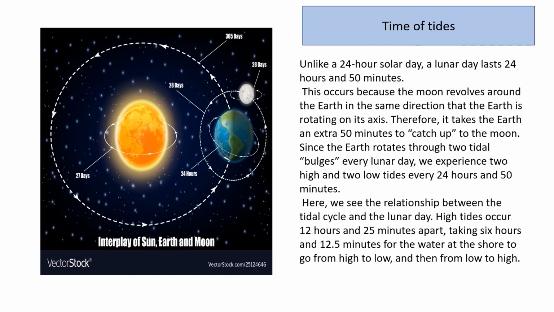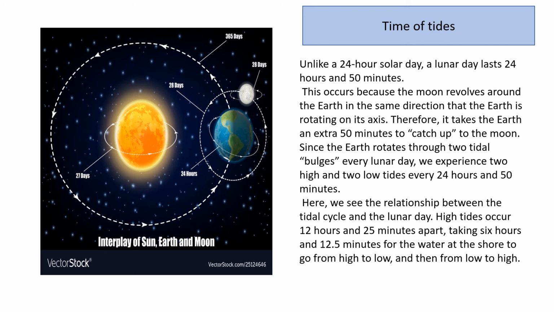This occurs because the moon revolves around the earth in the same direction that the earth is rotating on its axis. Therefore, it takes the earth an extra 50 minutes to catch up to the moon, since the earth rotates through the two tidal bulges. Every lunar day, we experience two high and two low tides every 24 hours and 50 minutes.